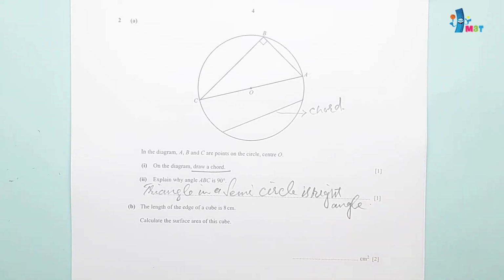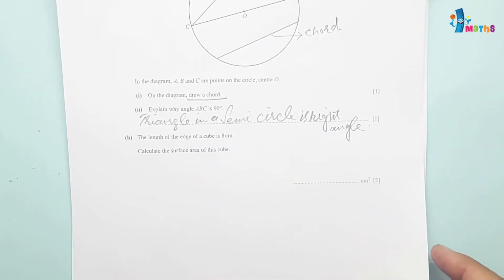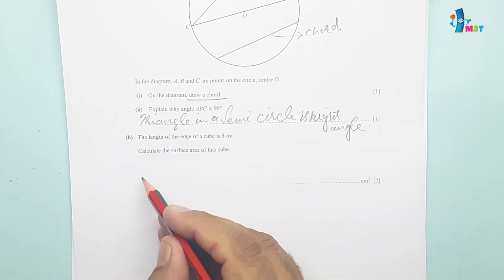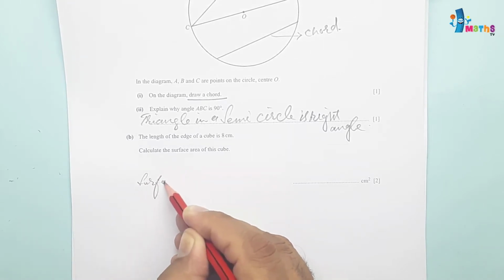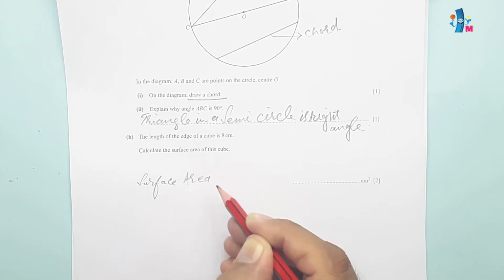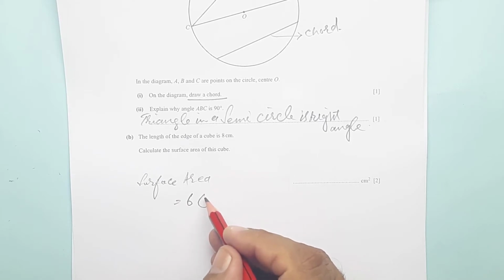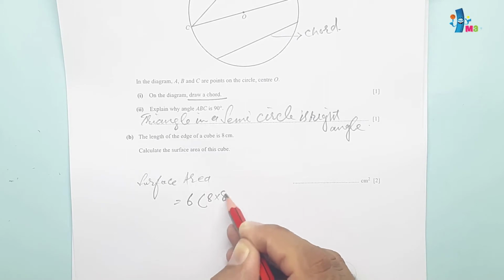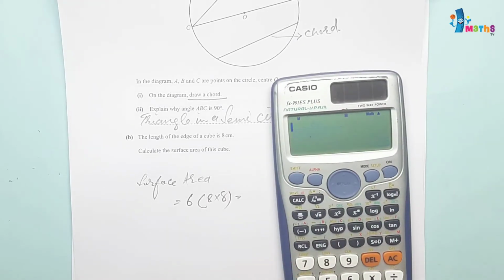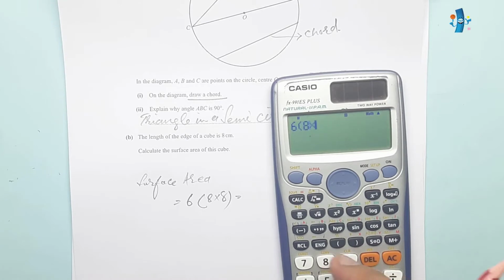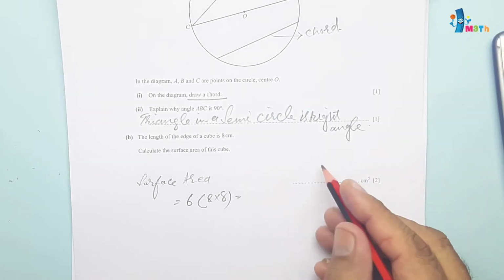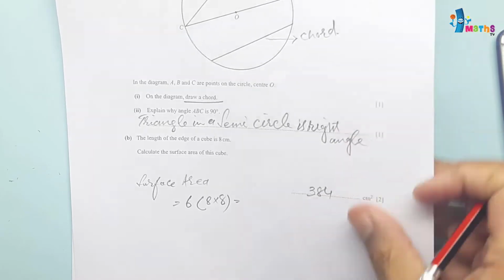B part. The length of the edge of a cube is 8 centimeters. Calculate the surface area of the cube. In case of a cube, surface area is equal to 6 into length into width. So length into width is 8 into 8. So this will be 6 multiplied by 8 into 8, which is equal to 384. So our answer will be 384.